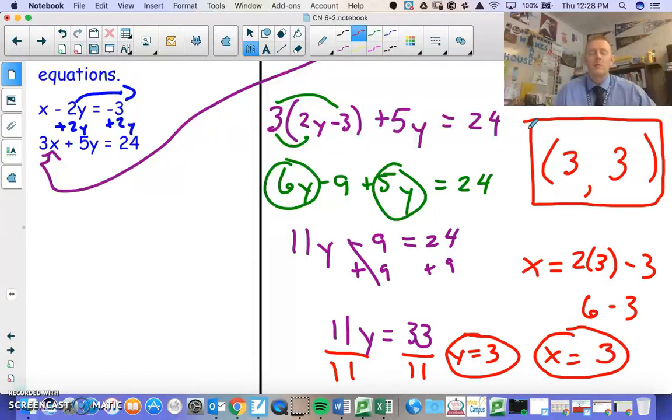Now the really cool thing about these problems is that you can actually plug them back in to see that they are working. So if I plug in a 3 for x, so 3 minus 2 times 3, so 3 minus 6 equals negative 3. That one worked. And we know that we're doing things correctly that way. Yeah! All right, let's do another one.